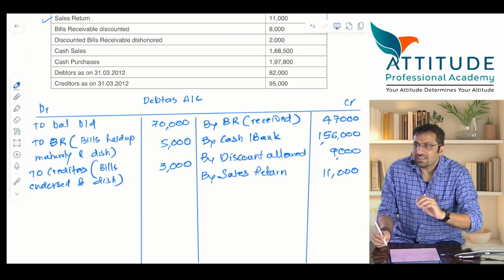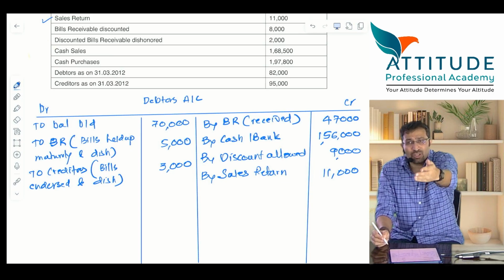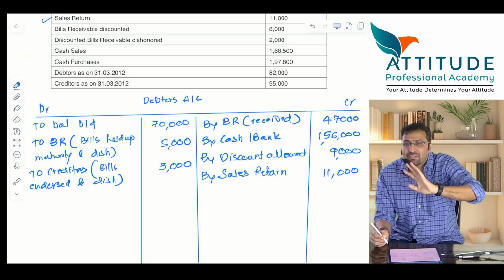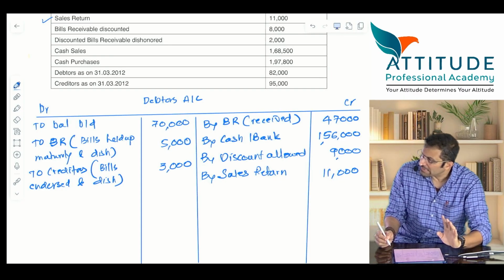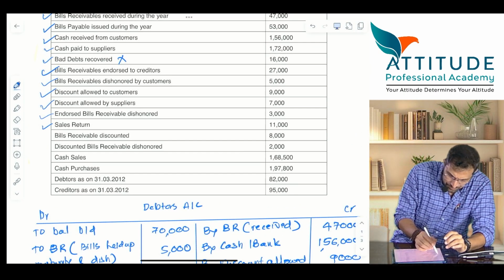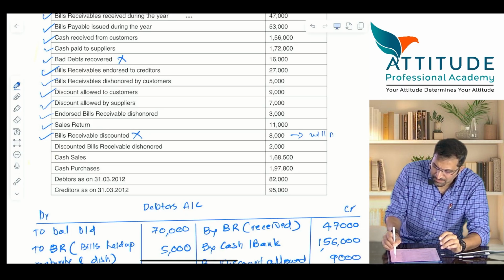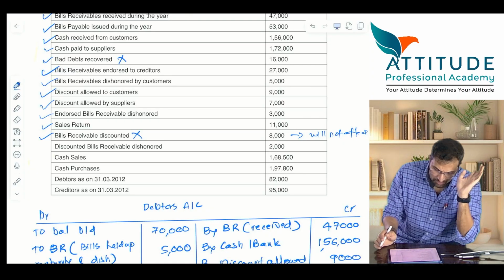Bills receivable discounted. This will not affect your debtors account. The reason is you are giving the bill to the bank, and the bank is giving you the money. Entry will be bank account debit to bills receivable. So this will also not affect your debtors account. Write here: will not affect debtors. Is that clear? It will not come in your debtors account. Next.